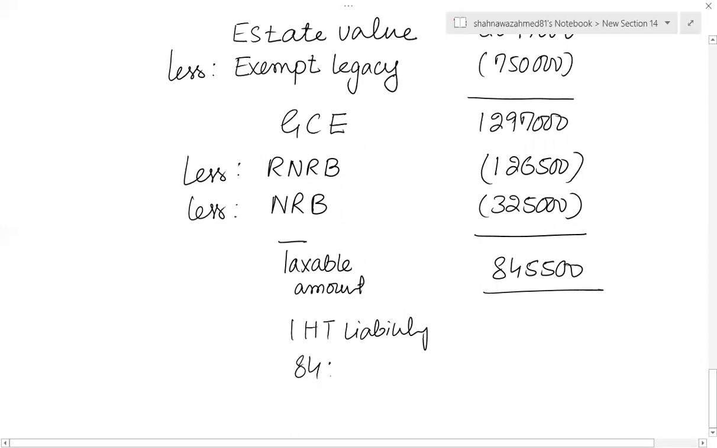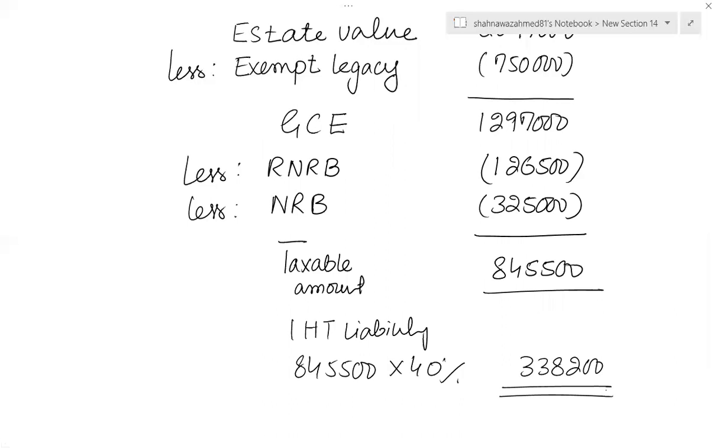So 845,500 into 40% is 338,200, and so there is no taper relief as we know that. So in this way, IHT liability is 338,200.